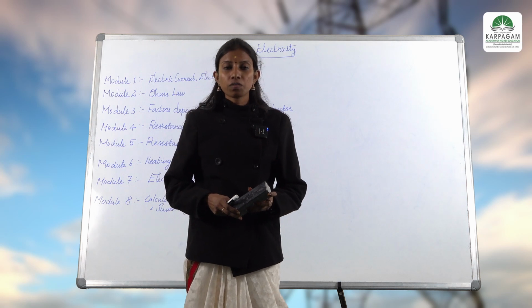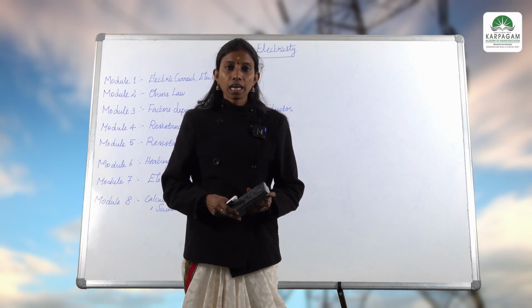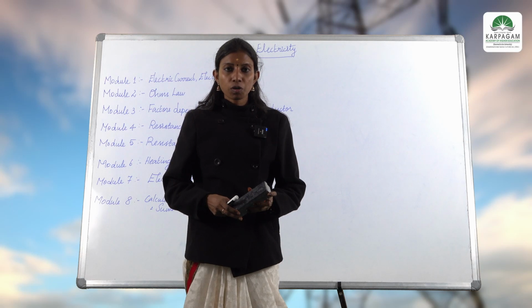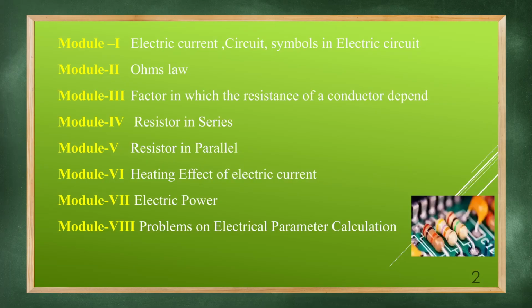I have planned to cover a topic on electricity with 8 modules, and each module will be of 10 to 15 minutes. So this is how I have split the 8 modules. The first module is about electric current, electric circuit and the symbols that are used in an electric circuit. The second module is about Ohm's law. The third module will discuss the factors that the resistance of a conductor depends on.